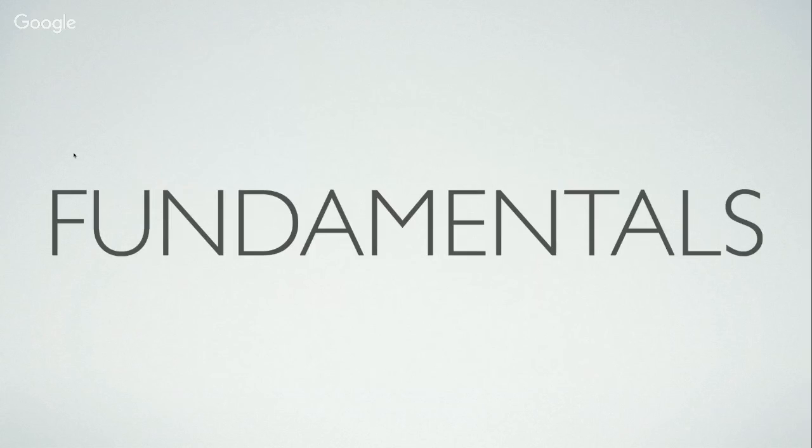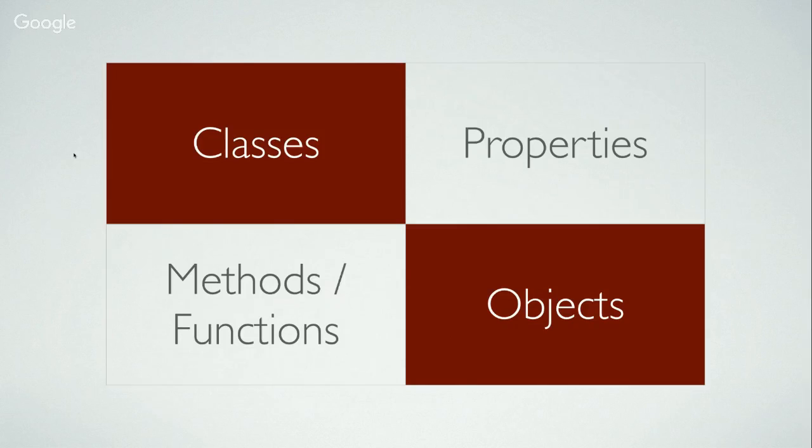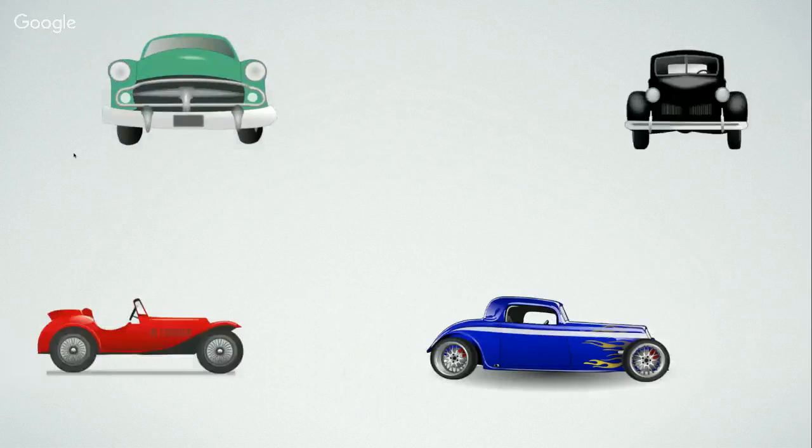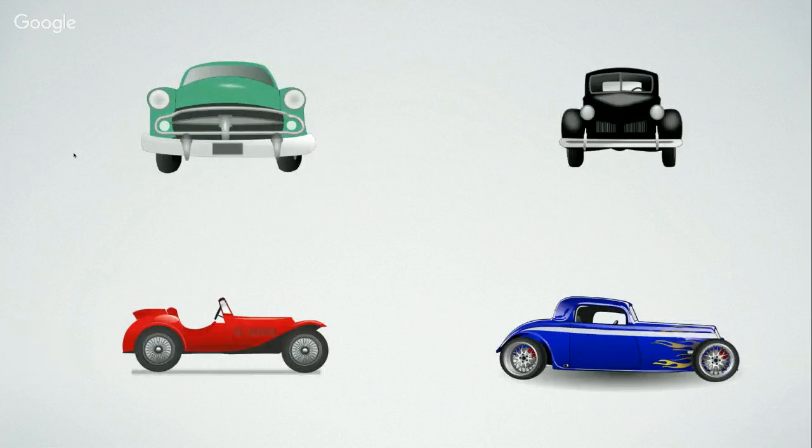So let's start with the fundamentals right here. Object-oriented programming is actually all about classes, properties, methods, and functions, and objects. And what does that mean? Let's have a look at some cars, which are all kind of objects. And objects do have properties, and they can have functions or methods. These are two viable ways of calling almost the same thing, but we will discover the difference later. So let's discuss those cars.